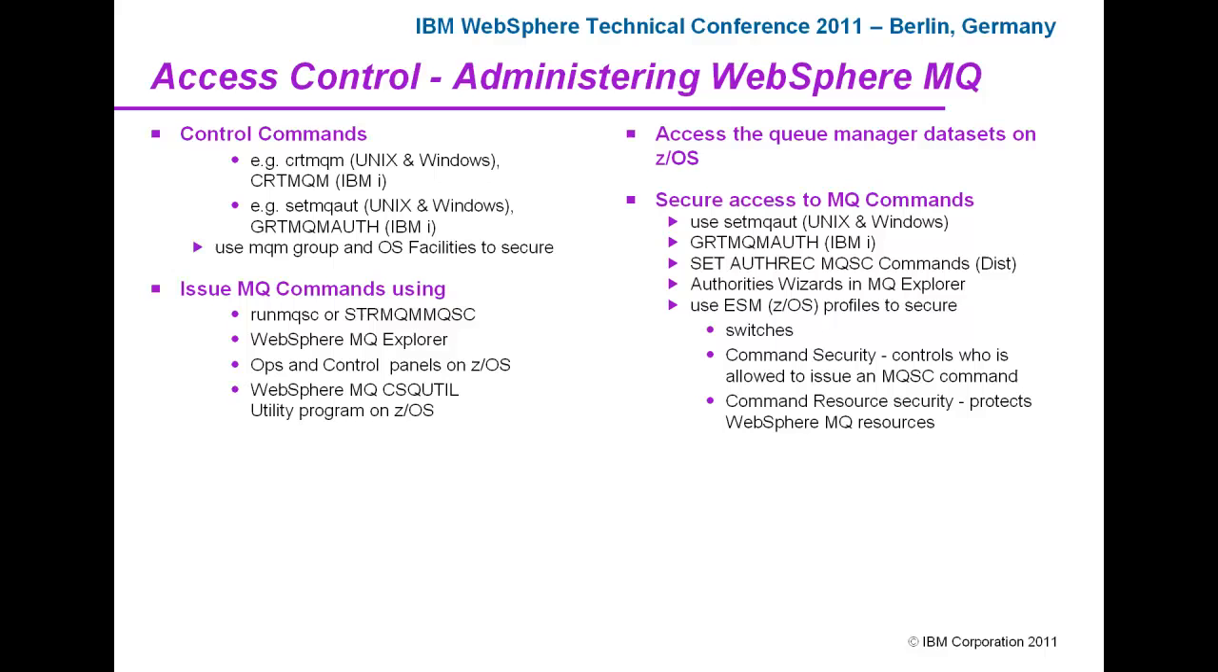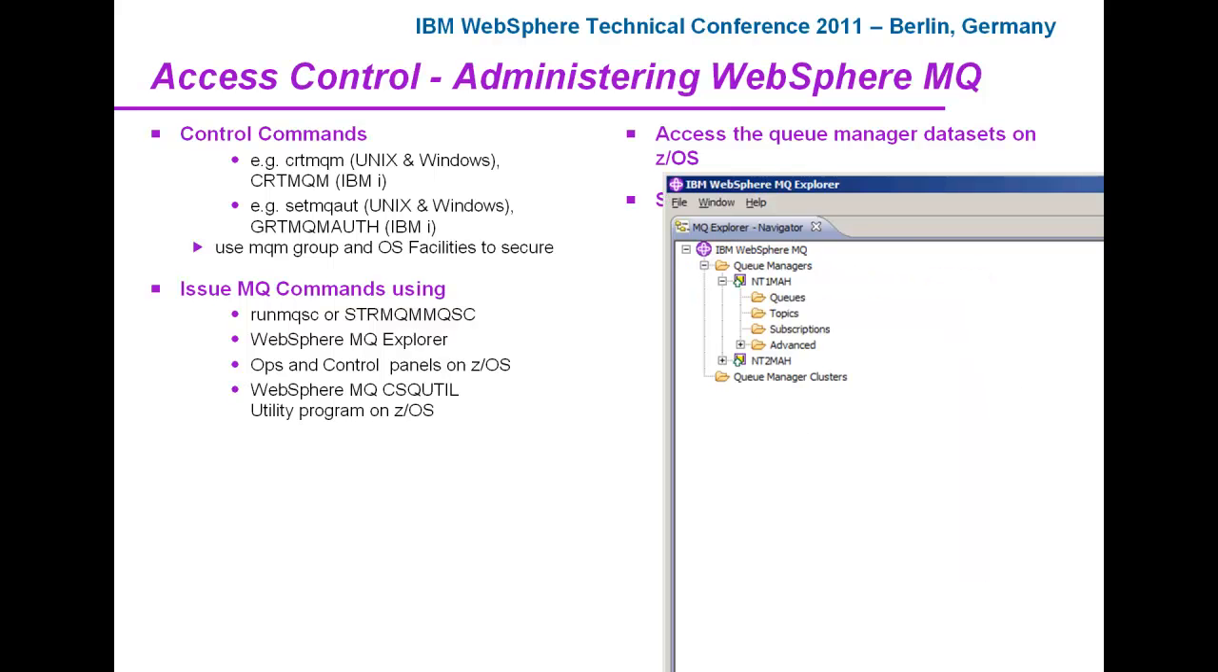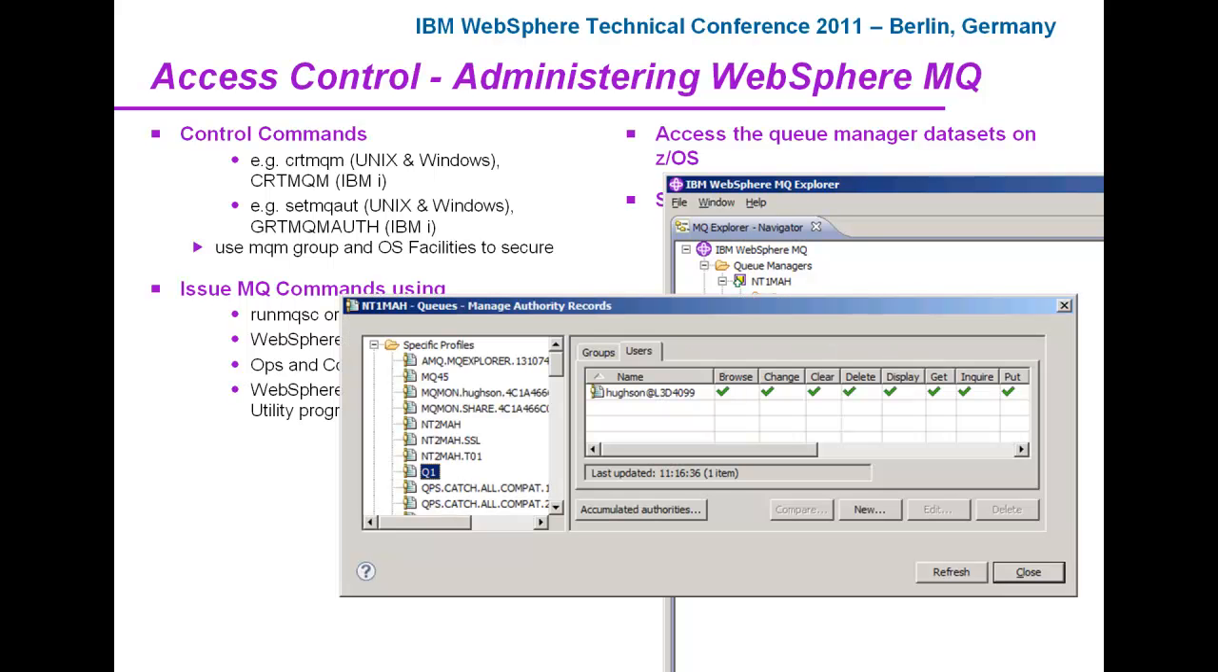In order to secure access to your MQ commands, there are a number of tools you can use. One of them is setmqaut, which I'm sure some of you are familiar with. It allows you to grant access to do a particular operation. There is an equivalent to setmqaut in the Explorer, the Authorities wizard. Object authorities manage authority records, and you get a display such as this, allowing you to choose the particular operations this user ID or group is allowed to do.